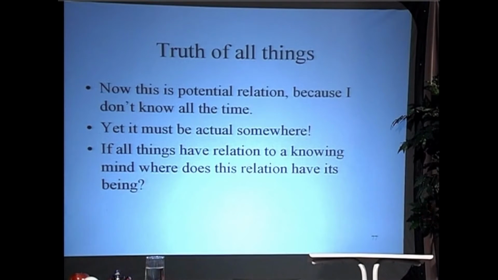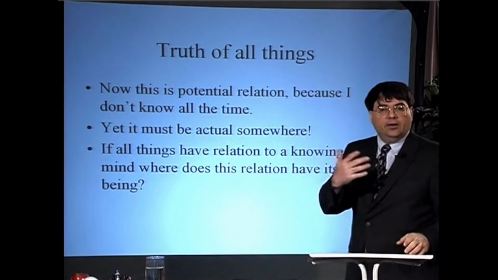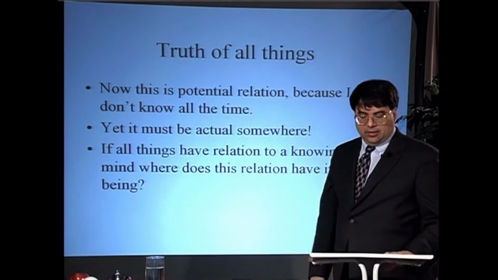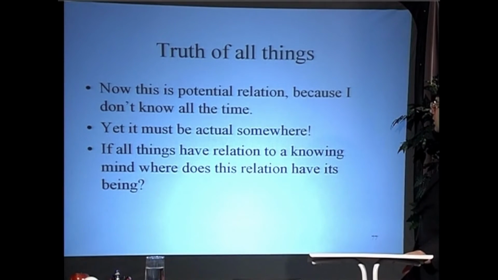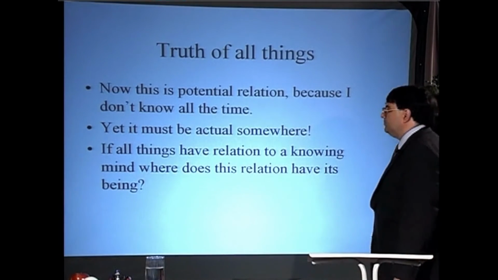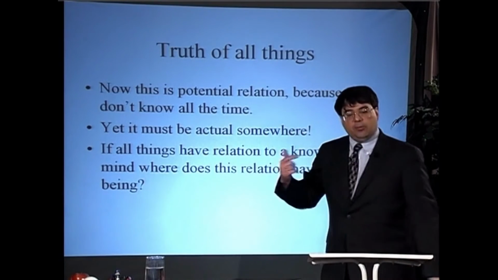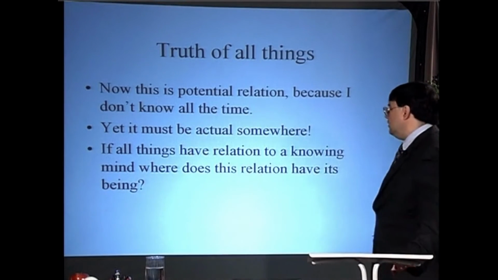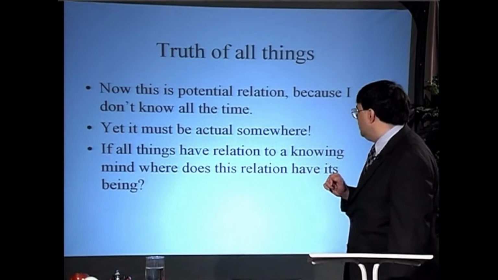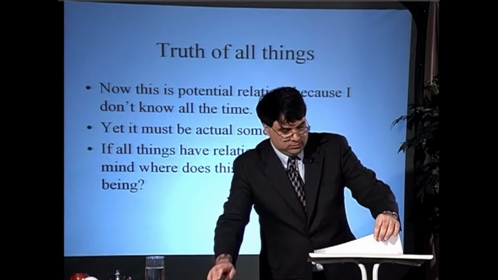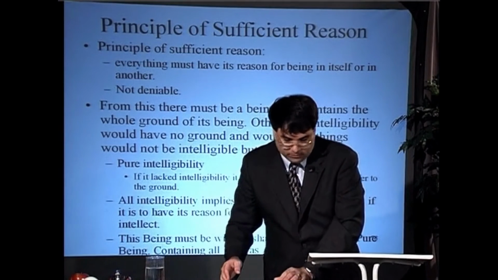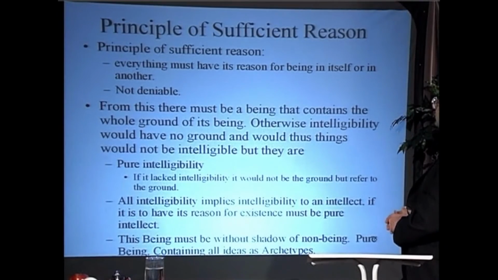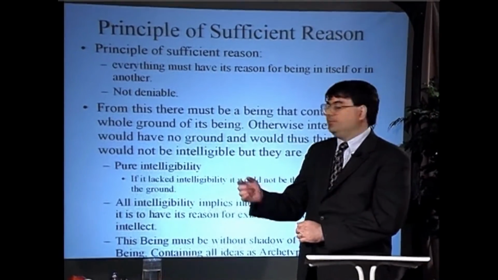So this is a potential relation because you and I don't know all things at all times, and none of us individually or even collectively know everything about everything. Yet it must be actual somewhere, because remember, potentiality is only relative to something that actually is. If all things have a relation to a knowing mind, where does this relation have its being? This brings us to the principle of sufficient reason. The principle of sufficient reason is that everything must have its reason for being in itself or in another.